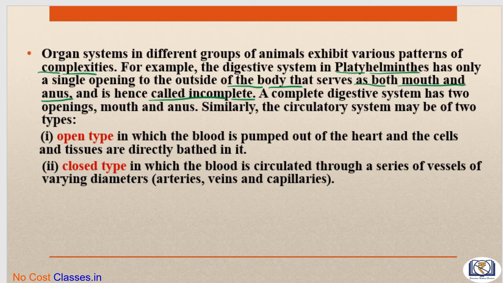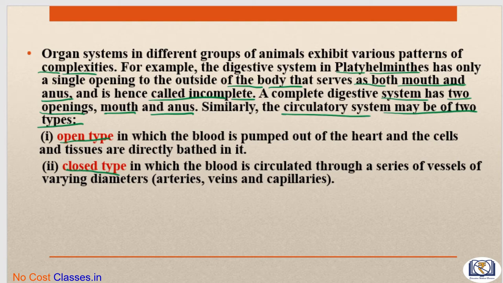Incomplete because they do not have a complete system. So, what do we understand by a complete system? Here I have given: the complete digestive system has two openings, as we have, mouth and anus. The platyhelminthes don't have it, they have only one opening. Similarly, the circulatory system may have two types, maybe open type, maybe closed type.